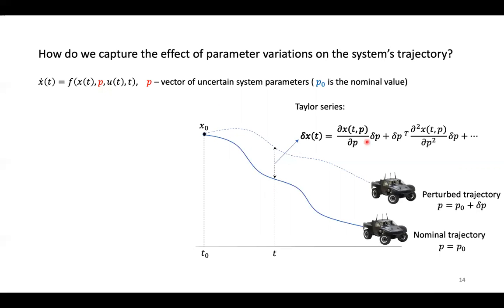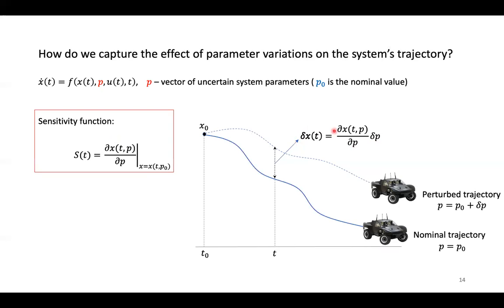You take first order derivatives of the state, which is now a function of time and the parameter, with respect to the parameter, and then multiply it with the variations of the parameter to capture the variation in the state. But in most cases, you just approximate it with variations of first order, and you can approximate delta x to be partial of x with regards to p times delta p. And you call this partial the sensitivity function.